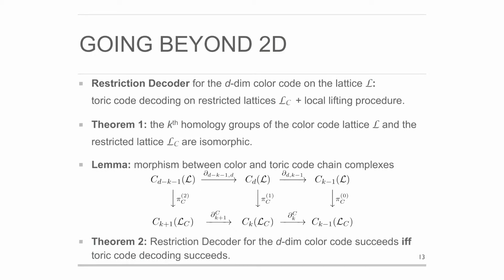Okay, so with that, I can tell you how to go beyond 2 dimensions. The restriction decoder for the 2-dimensional color code on some lattice L is, as we saw in 2 dimensions, some toric-code decoder, which will be working within the restricted lattice of certain color. And the second component of the restriction decoder is a local lifting procedure. When we are in higher dimensions, one has to be a bit careful how this restricted lattice is defined, but I don't want to go into the details. Just a word of warning, in the restricted lattice in higher dimensions, we need to add certain cells, and we need to make sure that the topology of the restricted lattice matches the topology of the original lattice.